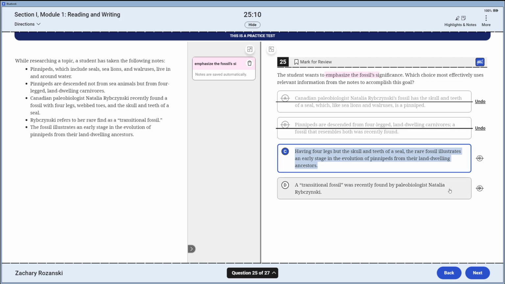A transitional fossil was found. Yeah, putting it in quotes doesn't emphasize it. The words rare and illustrates give us the why does it matter? Because it shows the early stage. I would imagine it's true, and there it is, right there at the end.